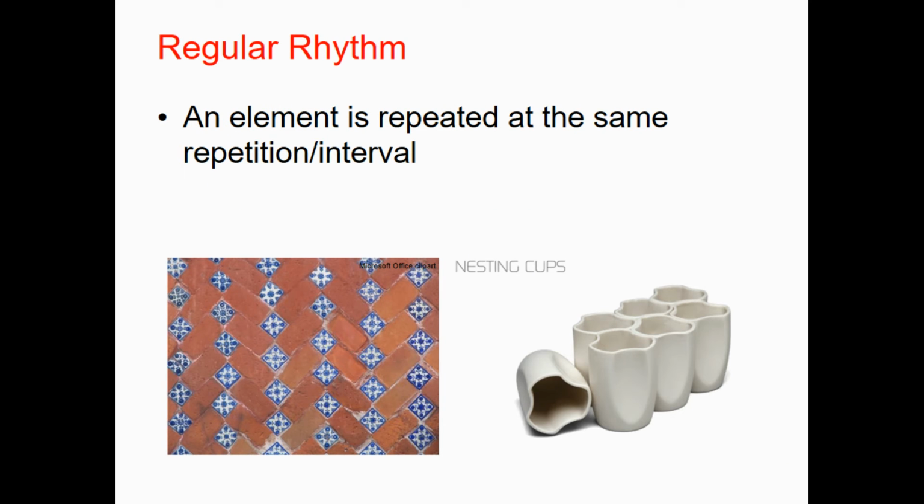This is regular rhythm. We can see this in a lot of tiles. That's what the picture on the left-hand side is. This is like a tiling thing, and then bricks also. This pattern repeats the same all the way across. So here we have a block up here. This one steps down, then we go up, and then we step down, then we go up, and then we step down, and that pattern would continue across. Then we also have these nesting cups that have that shape to them, and that shape works to put the cups together and to create a pattern.